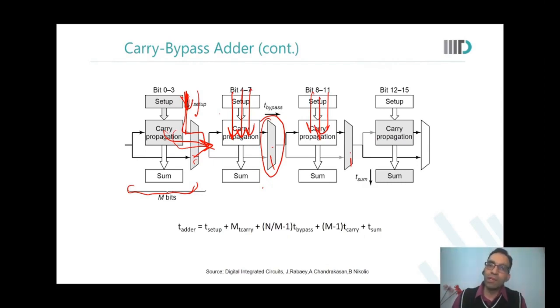See, if the propagates are not all ones, then what happens? Then anyway you will not be rippling the carry to the entire path. So your overall delay will actually be lesser only. Whatever was evaluated here earlier would already be valid. We are talking about the worst case delay, where you say, okay, the ripple has to happen through the entire system.